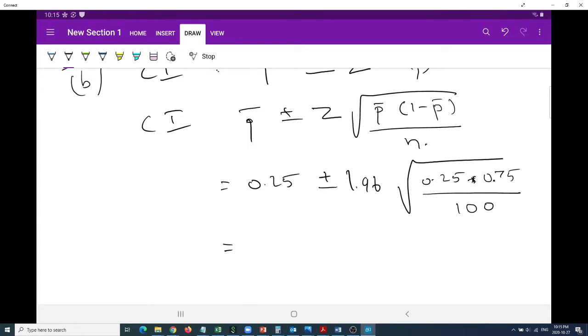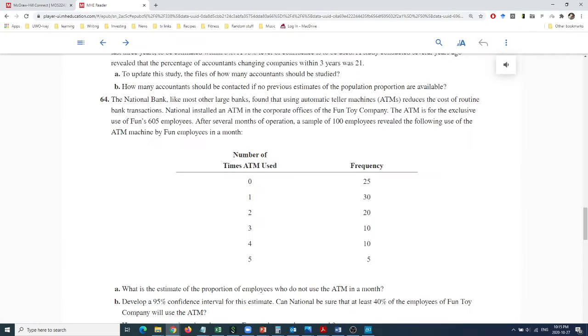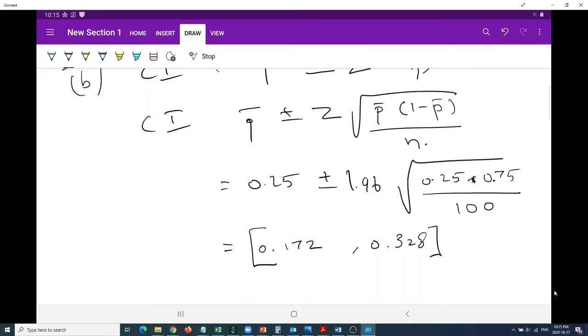And the actual values, I think, are 0.172 and 0.328. So these are your actual values. Okay, and now to answer the second part of the question: can National be sure that at least 40% of the employees of Fun Toys will use the ATM? What do you think? Our confidence interval is 0.172 to 0.328. So 0.40 is not in this interval, right?